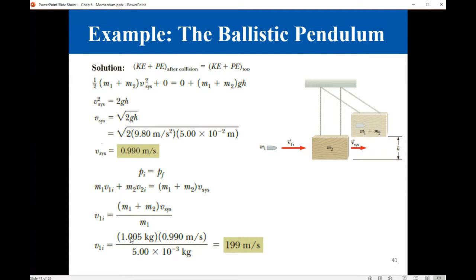We substitute for the masses. m1 plus m2 is 1.05 kilogram. V system is 0.99. And m for the bullet, 5 grams, means 5 times 10 to the minus 3 kilogram. Evaluate, the answer is 199 meter per second. That would be the velocity of the bullet. This is a nice example where we make use of what we learned concerning energy and concerning momentum.